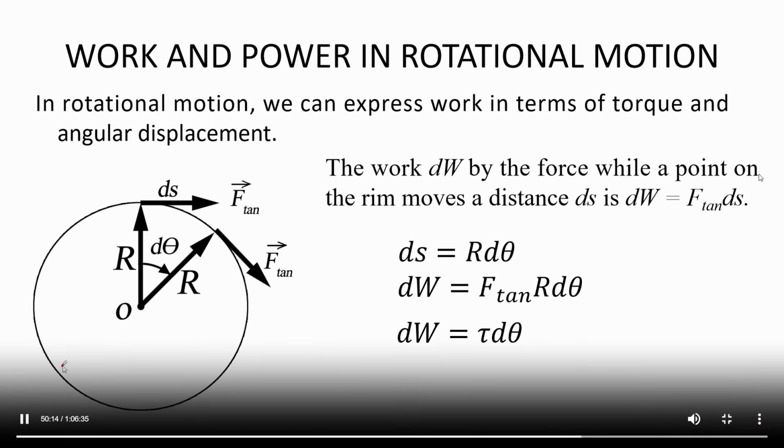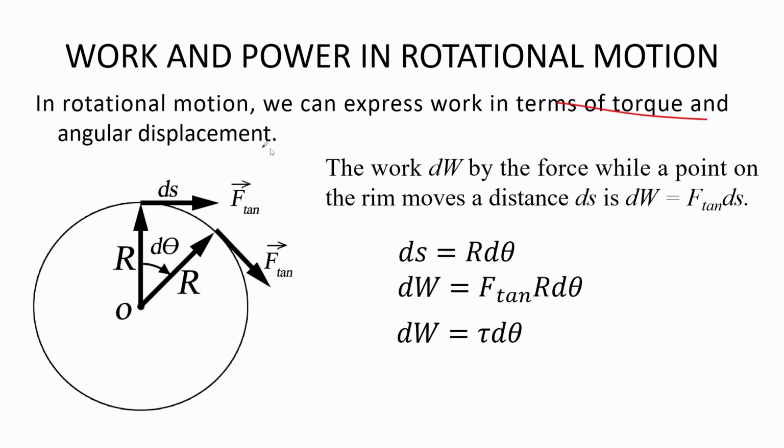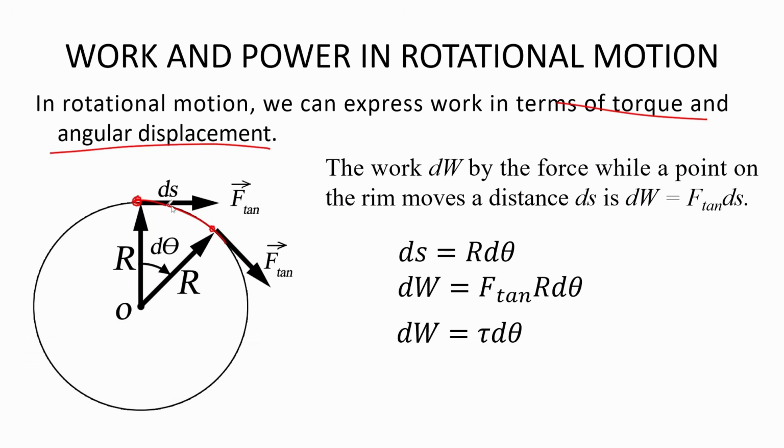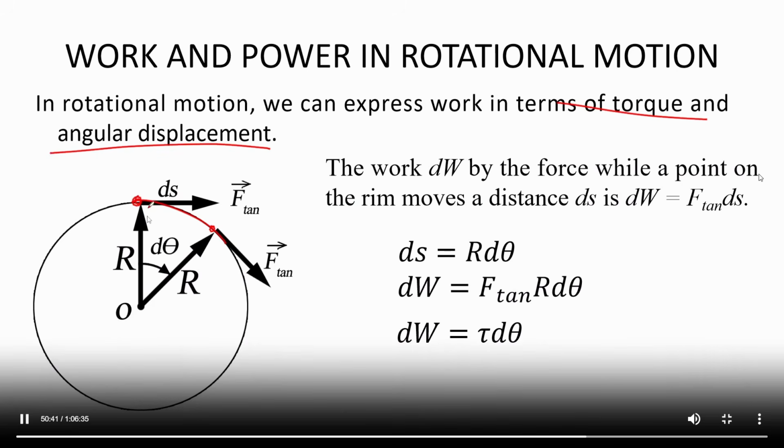Next, we talk about work and power in rotational motion. In rotational motion, we can express work in terms of the torque and the angular displacement d theta. If we have an object here, it moves from this point to this point by some arc s. If we take something really small, a small arc, it's ds, and that would move through a small angle d theta.